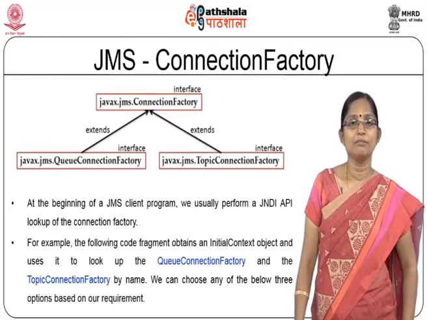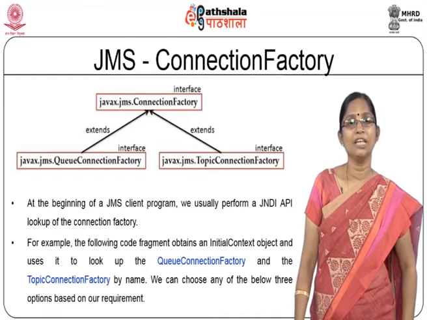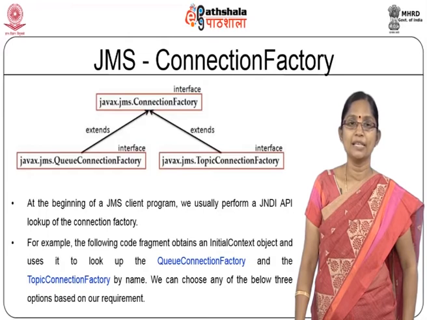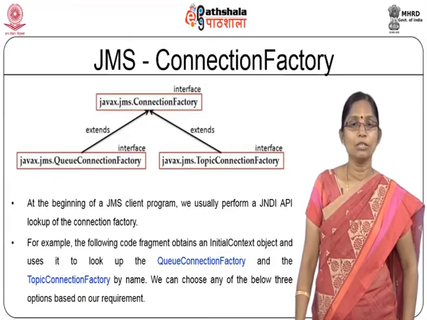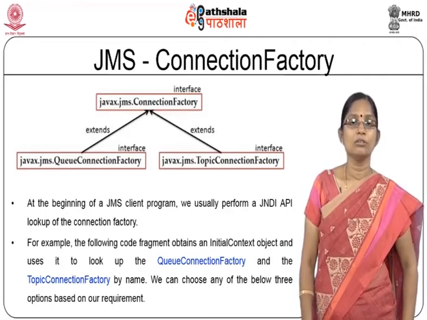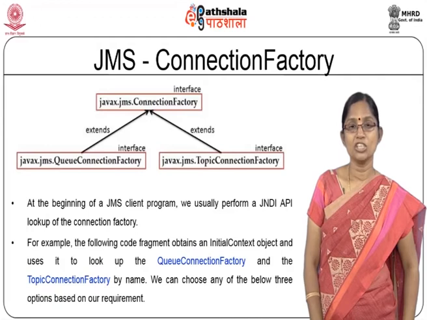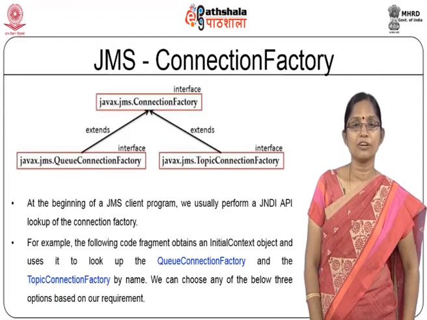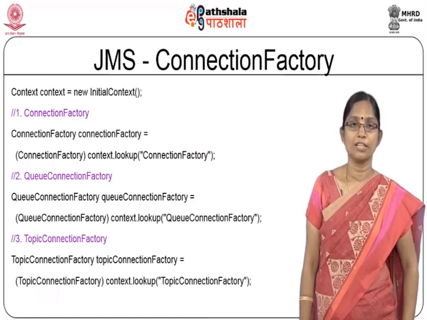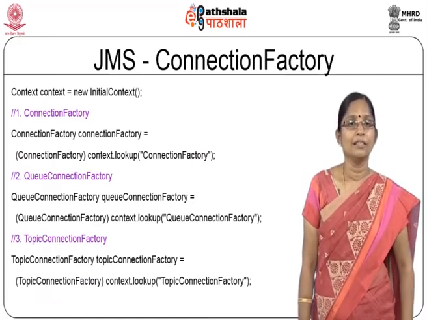Usually, before working with a connection factory, we perform a JNDI API lookup of the connection factory. In the API lookup, it looks up the context and finds out the connection factory. So, establishing a connection with this QueueConnectionFactory and TopicConnectionFactory has been given in the following code snippet. Now, you can go through it.